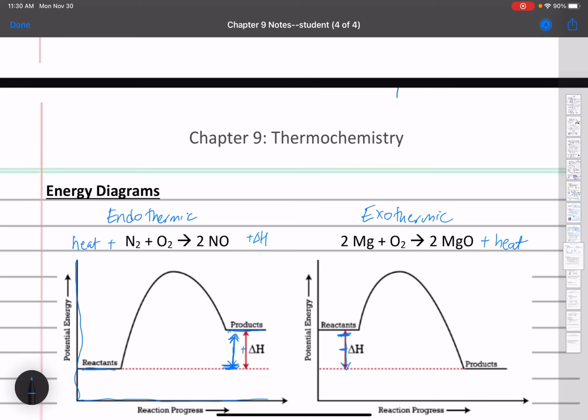Sorry, I have a bad habit of interchanging heat and energy, but they are technically different things, so I'm sorry if I correct myself a lot.